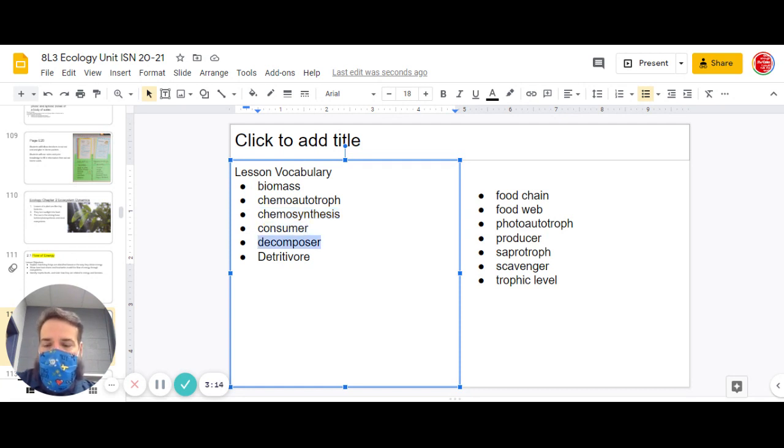Consumer, we've talked about decomposer, and detritivore is new. Detritivores are things that eat the things that fall to the floor. Detritus is the stuff that is left on the floor of the forest or the ocean or whatever, like dead leaves, twigs, whatever. Detritivores break that down. We also have food chain and food web. Photoautotroph, so they use photosynthesis. Producer, saprotroph, scavenger, and trophic level.